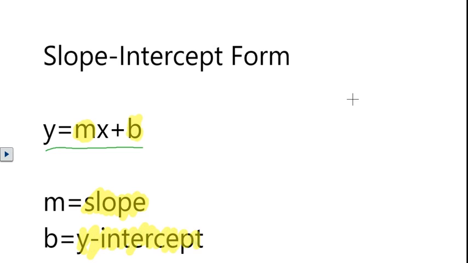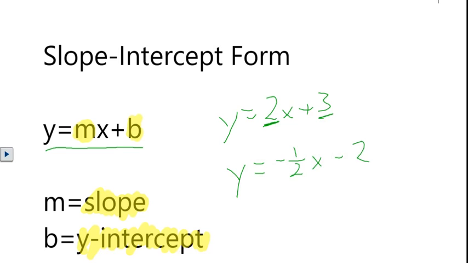I understand it says plus b, but again, that could be a plus negative. So, if you had a couple examples of that, like y equals 2x plus 3. Okay, that's in slope-intercept form. Our m in this case would be 2, our b would be 3. I could have negative 1/2 x minus 2. So there's your m. And again, this says minus, but we know subtraction we can change to plus negative. So your slope would be negative 1/2, your y-intercept is negative 2.